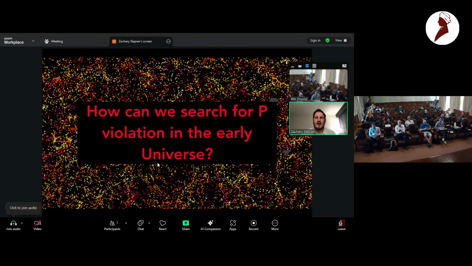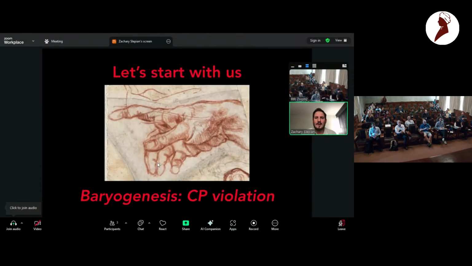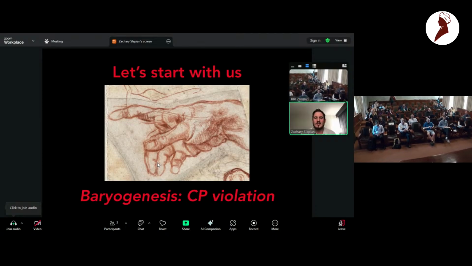And so in this talk, I'll show you how we use 3D maps of galaxies to study parity. Okay, but let's make it even simpler. Let's start with us. This is a red chalk drawing by Michelangelo, and it's actually a study that he made preparing to do the Sistine Chapel. And this is the famous hand of God breathing life into Adam.